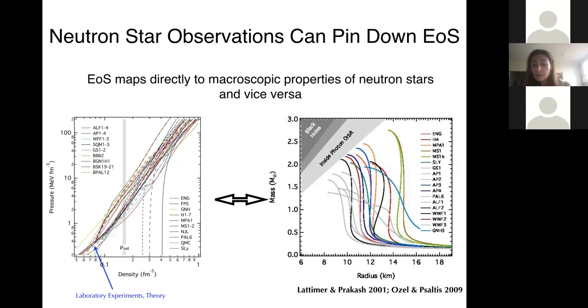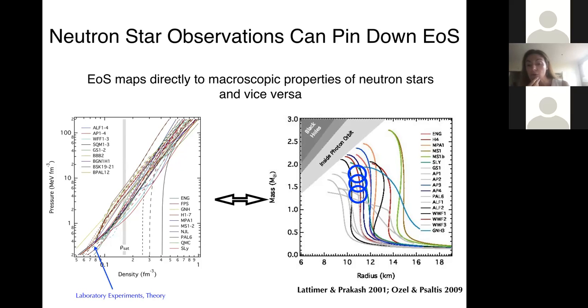What we're interested in doing, though, is to go from the right to the left. So tell me the mass and the radius of the object, and can I use that to infer the equation of state? And indeed, this is possible. The equation of state down here is not really pinned by neutron star observations. It's pinned down by laboratory experiments and theory. You see that there is a region where they agree.